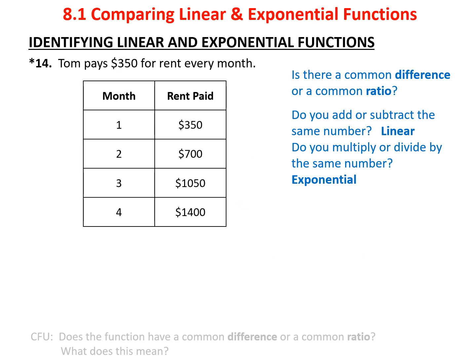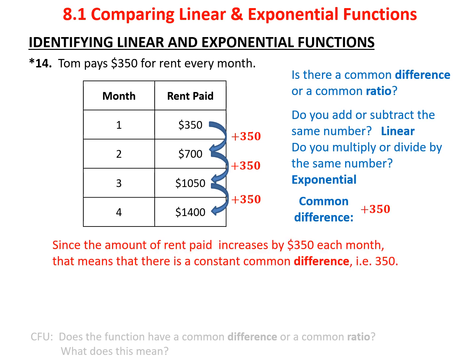So here we have another word problem. Tom pays $350 for rent every month. So what's his accumulated rent? Notice here, $350 the first month, then he pays $350 the second month, so now he has $700 he's paid. Then $350 again, and $350 again. So obviously we have a common difference as we're accruing rental of $350. So since the amount of rent increases by the same amount each time, that's a common difference of $350. That means this is a linear function.